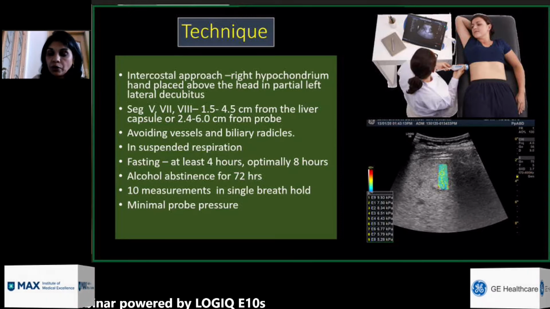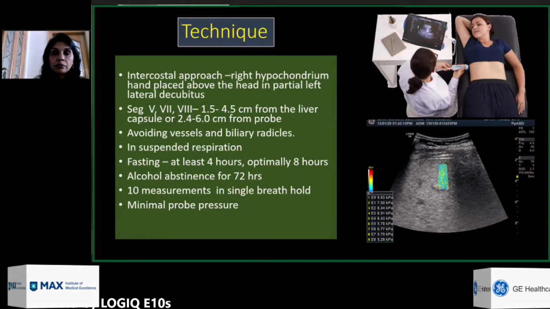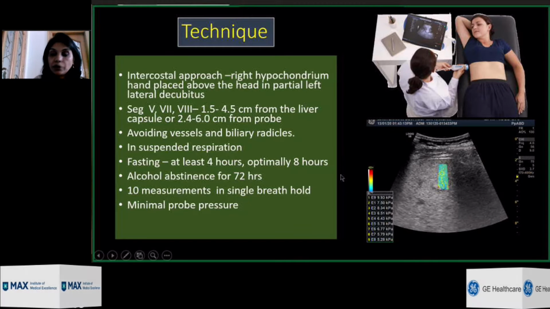Moving from here, the technique. So sorry, why is my screen frozen?